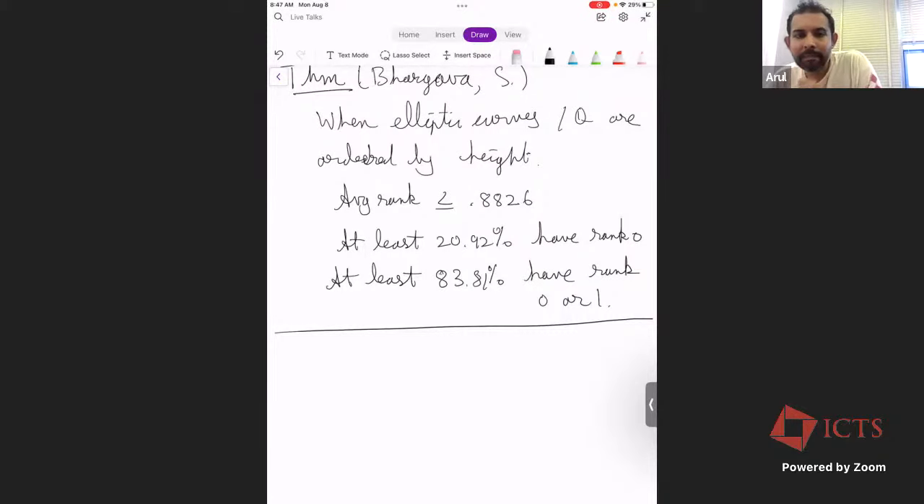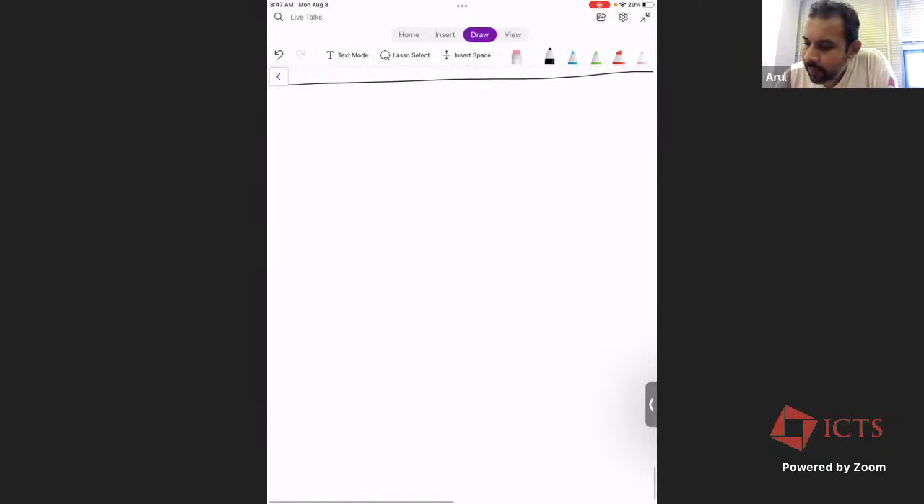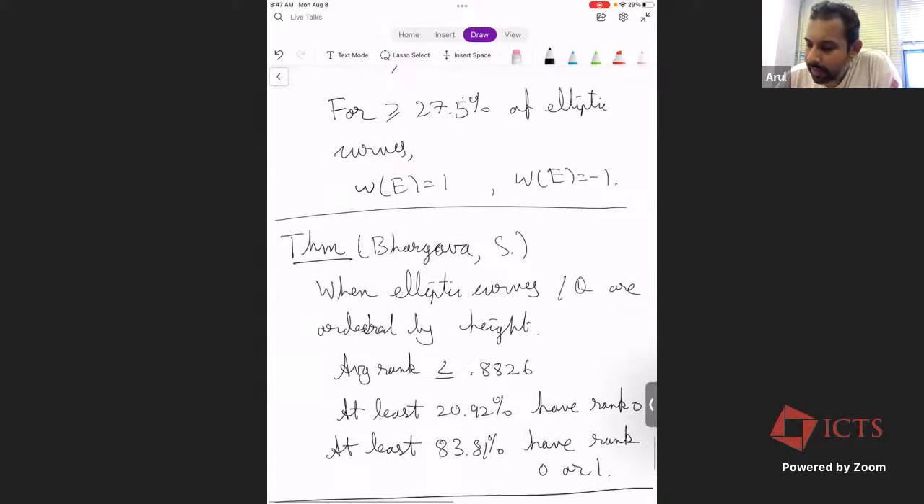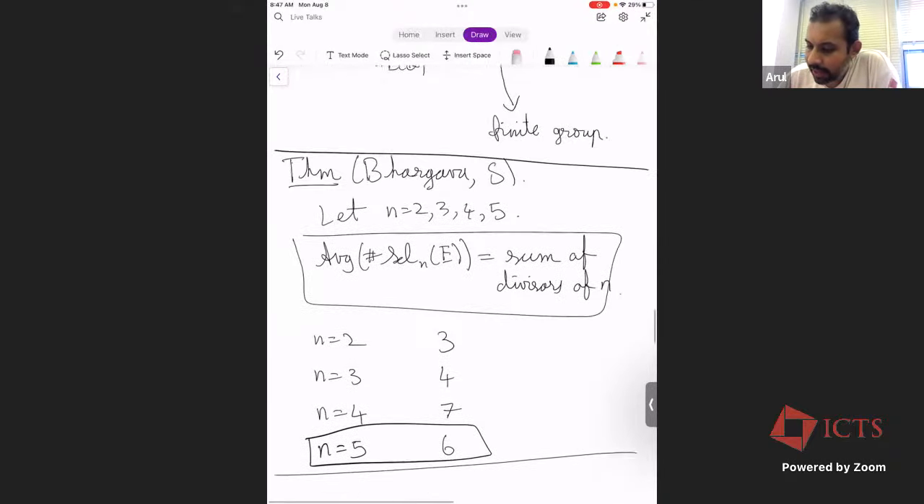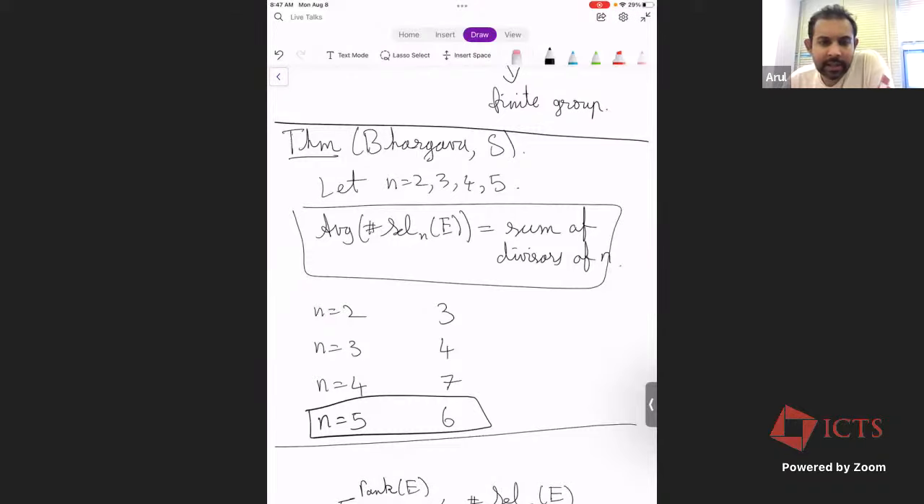So let me continue now with a very short overview of the proof. We've seen already how to get these average rank results, and they follow essentially from this average size of the Selmer group result when n is equal to 5. So what I want to do for the remainder of this lecture series is just talk about how this theorem is proved, how we compute the average size of Selmer groups.